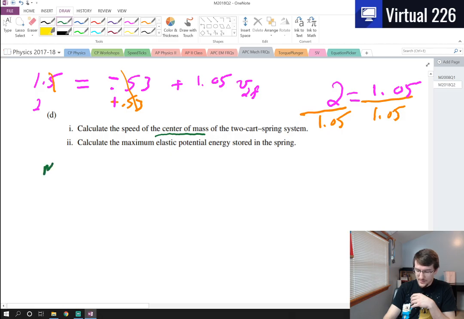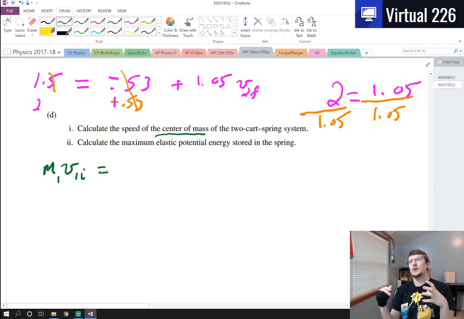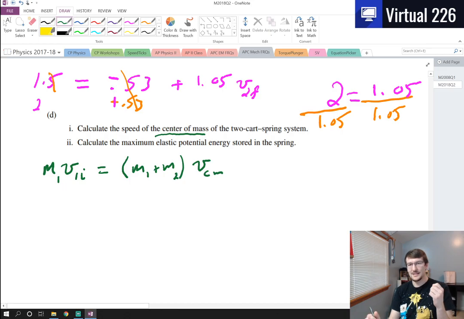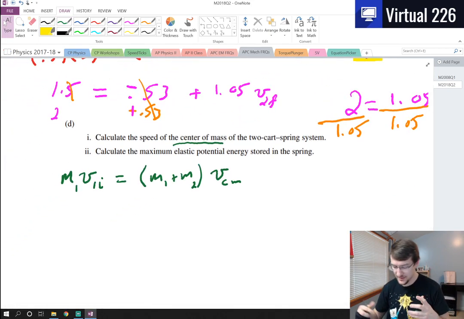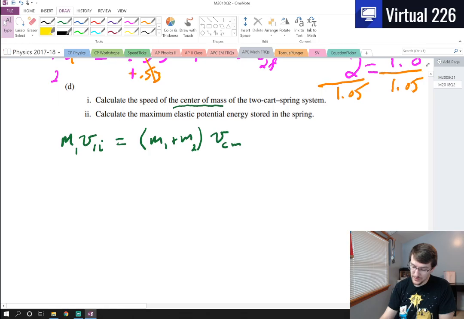So I can say that the momentum M1 V1 initially has to equal the momentum of everything in the end. And the momentum of everything is both masses combined and then the center of mass of that system, okay? So that's a way we can think about a center of mass here. Instead of splitting this and looking at M1 and M2, we're saying, look, let's take everything together and then just look at the center of mass of that.